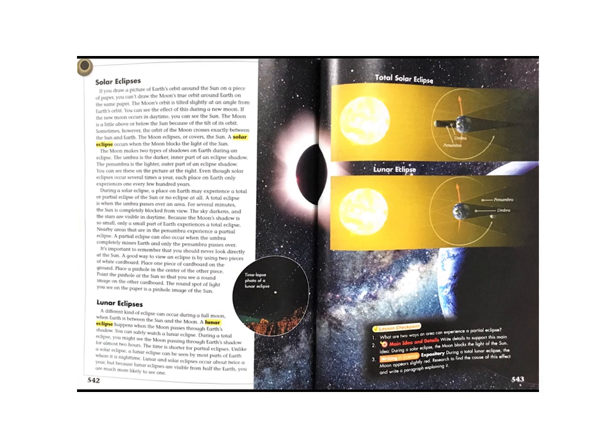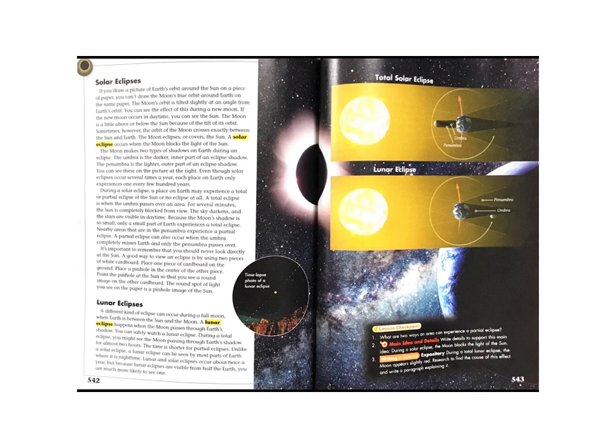Lunar eclipses. A different kind of eclipse can occur during a full moon. When Earth is between the sun and the moon, a lunar eclipse happens when the moon passes through Earth's shadow. You can safely watch a lunar eclipse. During a total eclipse, you might see the moon passing through Earth's shadow for almost 2 hours. The time is shorter for partial eclipses.